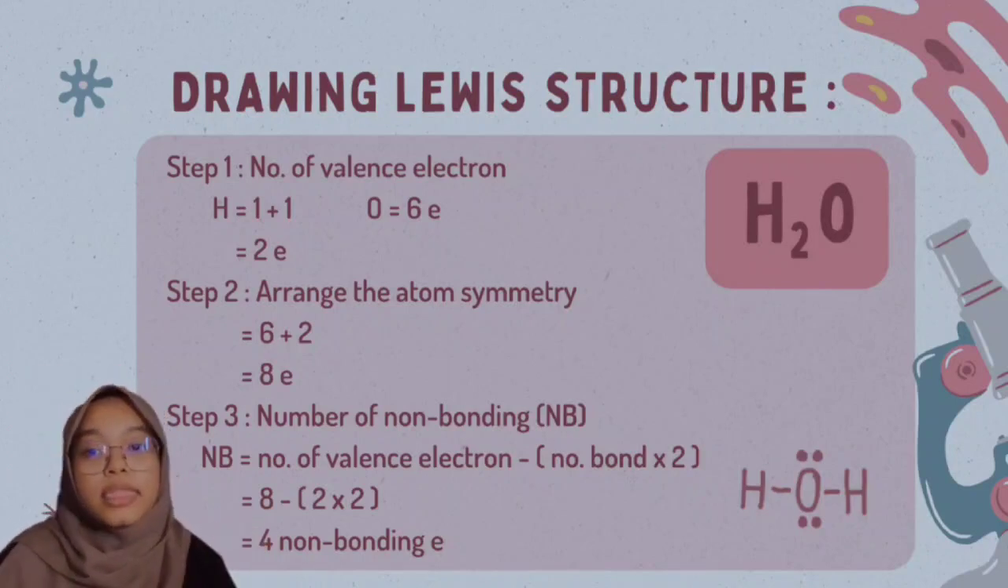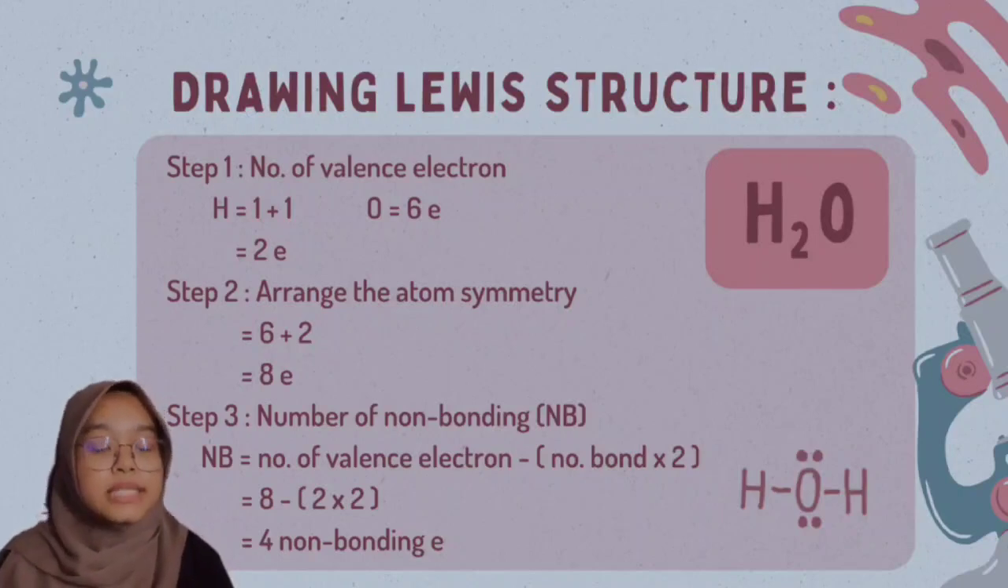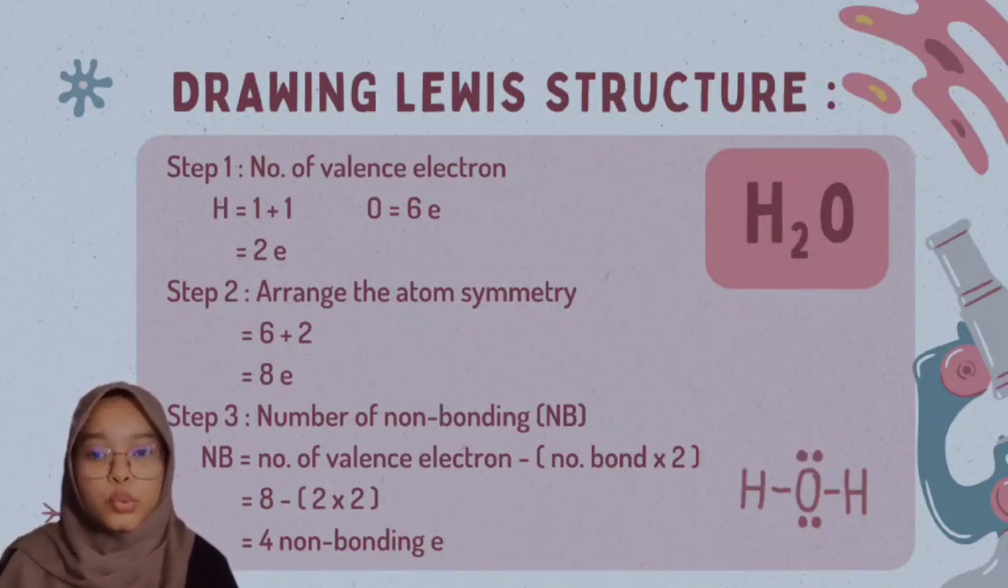Step 3. Number of non-bonding, which is NB. NB equal to number of valence electron minus number of bond multiplies 2. 8 electron minus 2 multiplies 2 equal to 4 non-bonding electron.